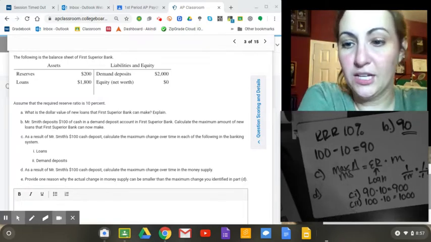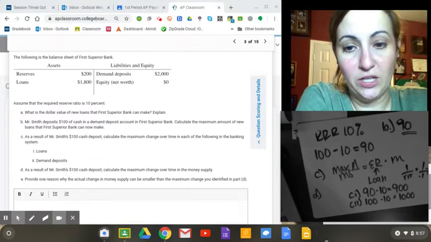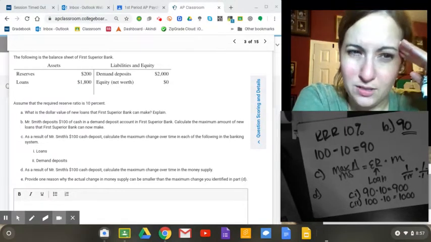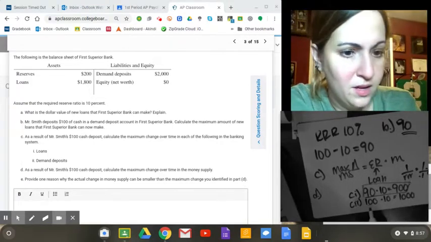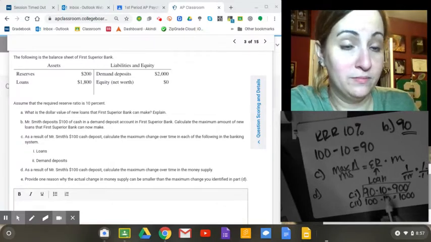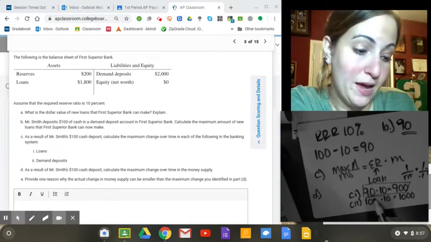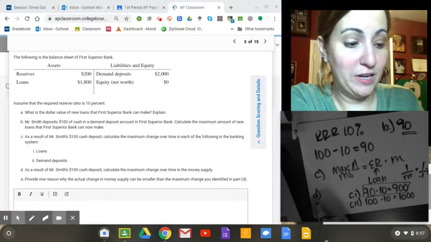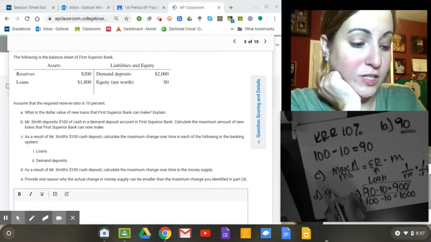On D, it says, as a result of Mr. Smith's $100 cash deposit, calculate the maximum change over time in money supply. And you're probably thinking, didn't we just do that? Wasn't this problem right here maximum change in money supply where we took excess reserves times the money multiplier? Yeah, we did. CI is when we do the math. D, when it's like maximum change in money supply, we already did the math. The answer is the same because the question is the same.